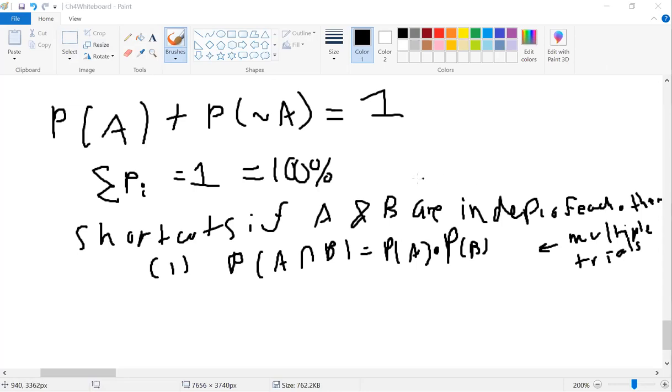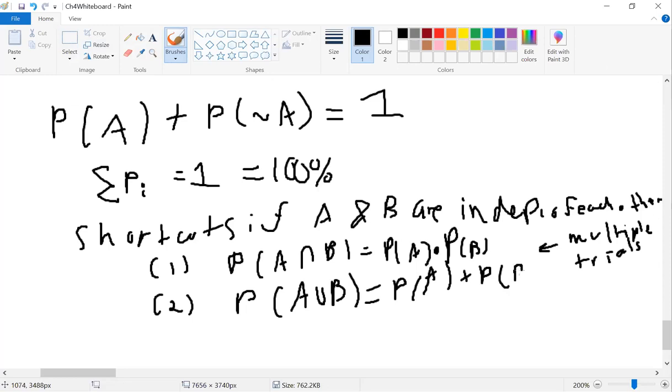And our other one, number two: the probability of A or B is equal to P of A plus P of B. The reason that's the case, recall if they're independent, they're two entirely different circles, we have no overlap. With the overlap, we subtract zero, so we just throw the zero out. So these are your two shortcuts if the events are independent. And for the first one, if you've got multiple trials.